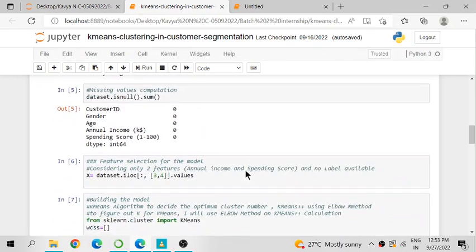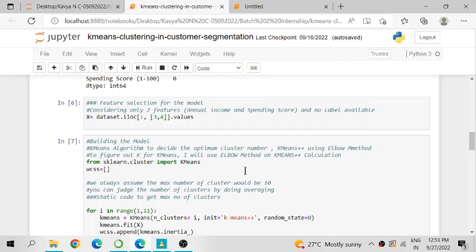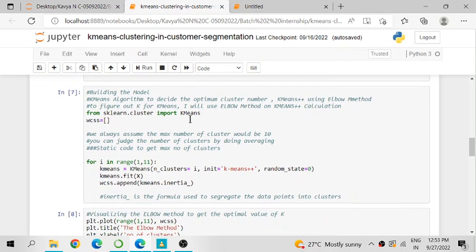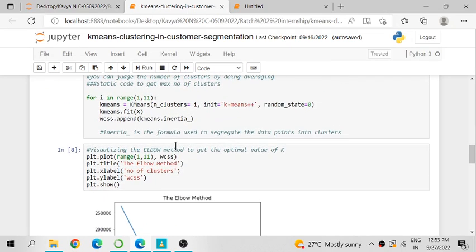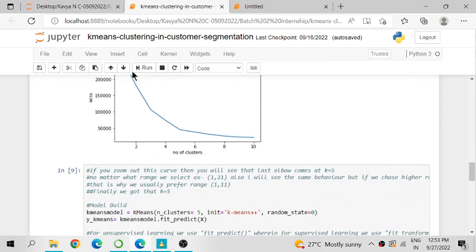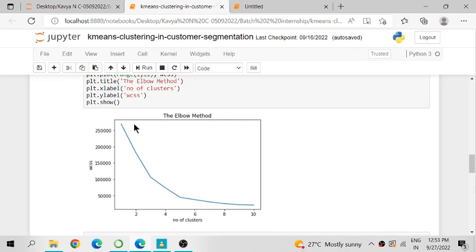Based on these two steps we have to create the clusters. So we'll import the model. After that we just try to draw the elbow method. Okay, so this will be the elbow method for this data set.